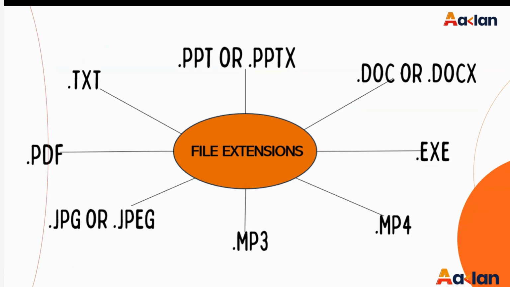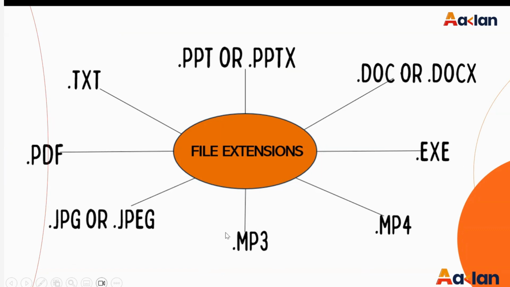As we discussed, there are so many types of files we store, like document, PPT, text, PDF, JPG, right? So what is the work of a file extension? The work of a file extension is to identify the types of file that we are saving. We have different types of file extensions. First is text, second is PPT, PPTX, third is document or DOCX, fourth is .mp4.